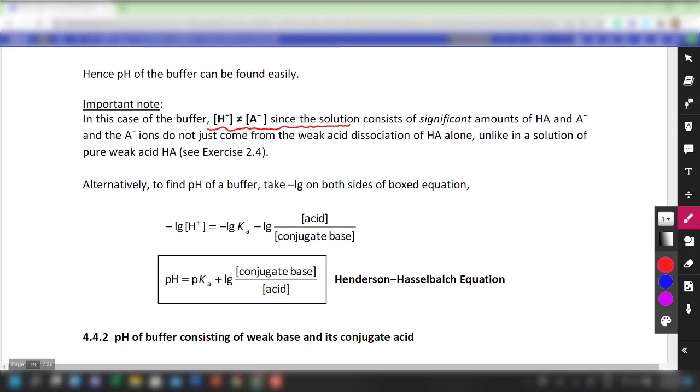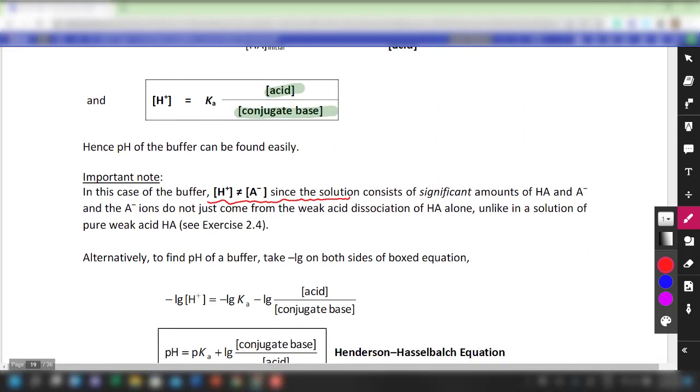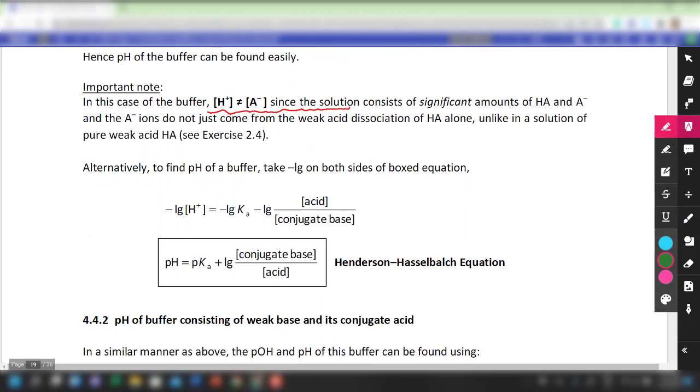There is an expression which you can derive from here. From this particular expression, if you take minus log base 10 on both sides, you are going to end up with this expression: pH equals pKa plus log base 10 of the ratio of conjugate base over acid. This is known as the Henderson-Hasselbalch equation, which some people call the buffer equation, and you can use it to calculate the pH of a buffer quite easily. But take note that when I highlight this, I do not mean you have to memorize this expression.